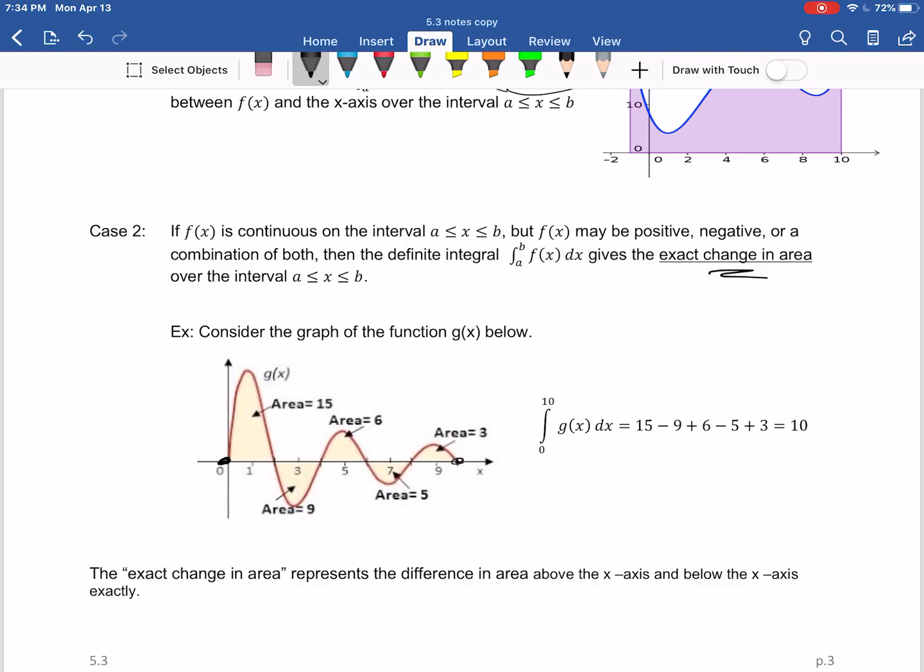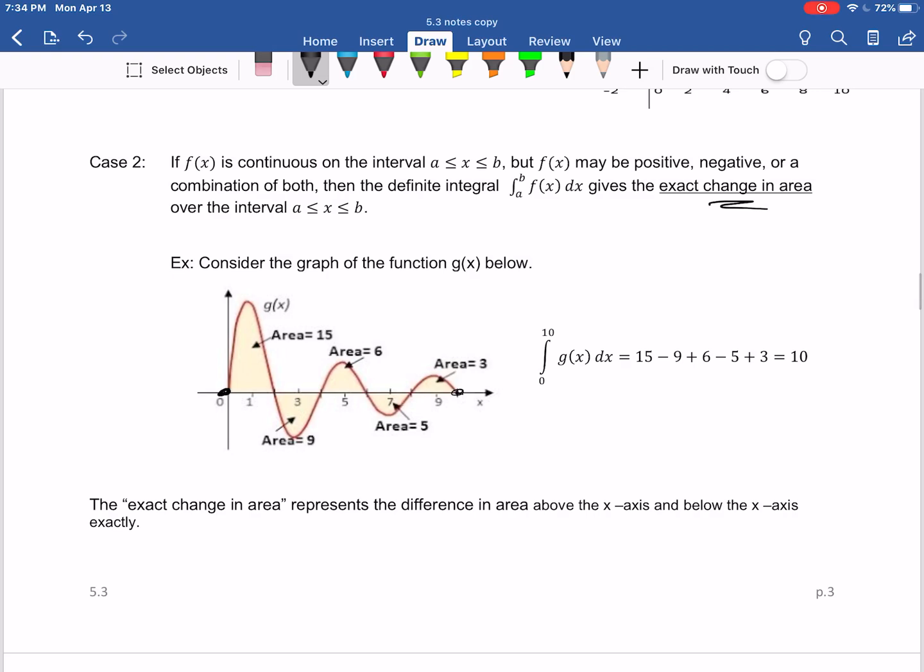I like to think of this in terms of money or temperature or something like that, where you win some, you lose some. So from 0 to 2, when we start out, the area is above the x-axis, so we consider that to be a positive quantity. We're gaining money, we're gaining degrees. It's getting warmer outside. But then from 2 to 4, it goes below the x-axis. Now we're either losing money or the temperature is going down, so this would be considered a negative amount. It's going down by whatever 9 units represents in that case.